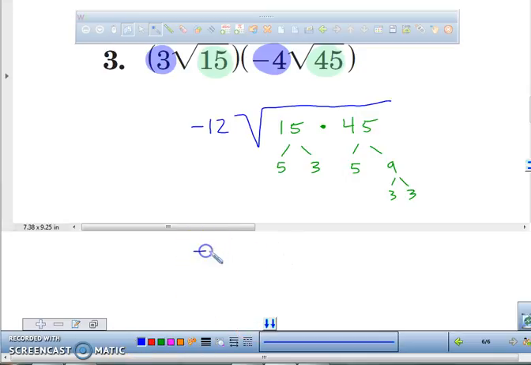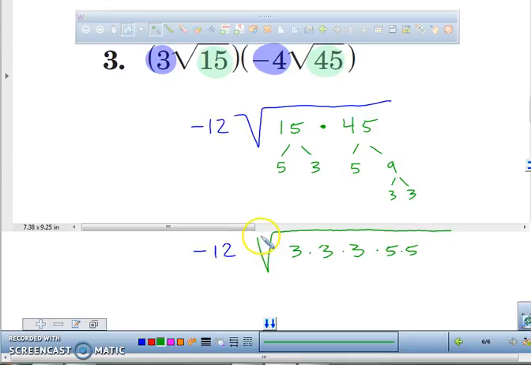So here's what I want you to write in your journal. Here we go. -12. And we're going to list all of the prime factors inside of the radical. How many 3's do we have right here? We have 3's. Put 3 times 3 times 3. How many 5's do we have? 2. Put times 5 times 5.